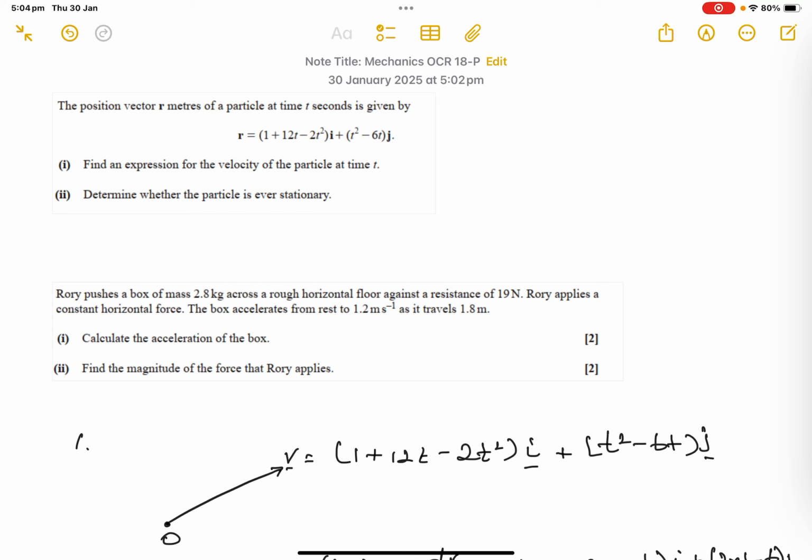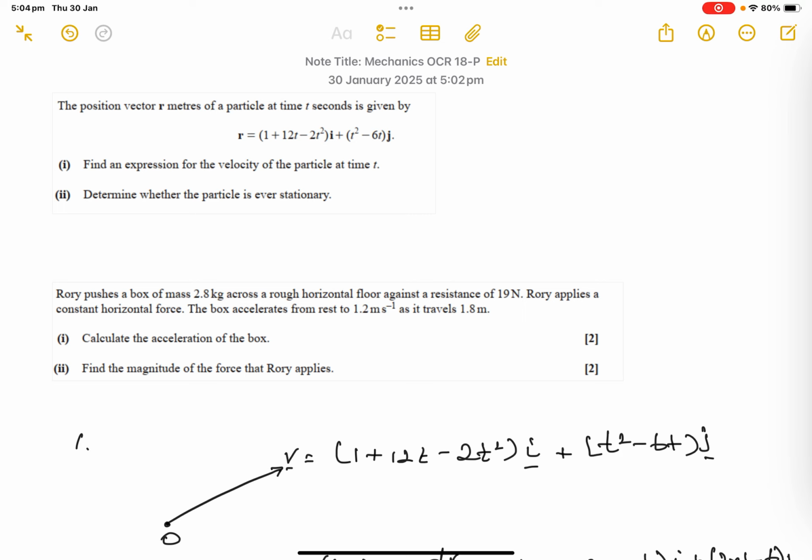Past question on mechanics. Question number 1. The position vector r meters of a particle at time t seconds is given by r equals 1 plus 12t minus 2t squared i plus t squared minus 6t j. So this displacement vector is given.